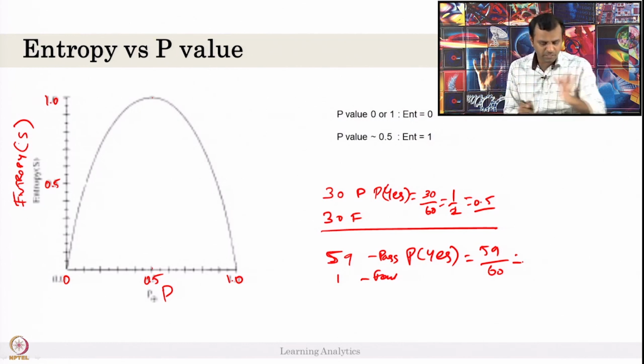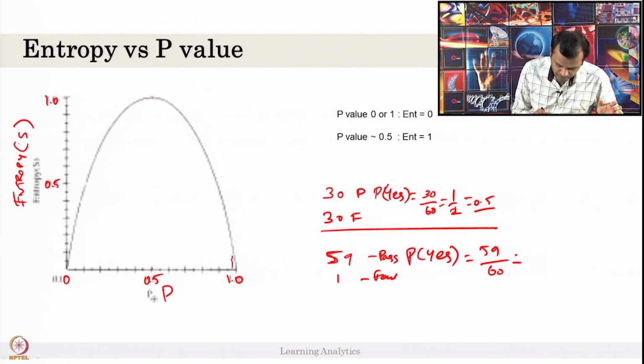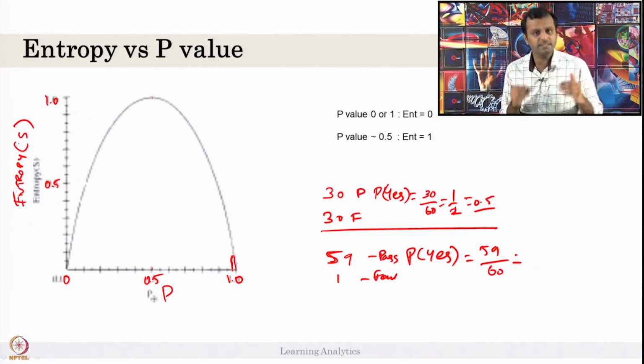If the probability of yes is almost 1, the entropy will be very minimum. That tells us the uncertainty in classifying is very low. If you pick any student from this class, you can say pass, because 59 out of 60 will pass, and only one will fail. But if there is an equal amount of both yes and no, black and white, or the two classes, the entropy will be high. If it is only black or only white, the entropy will be low.